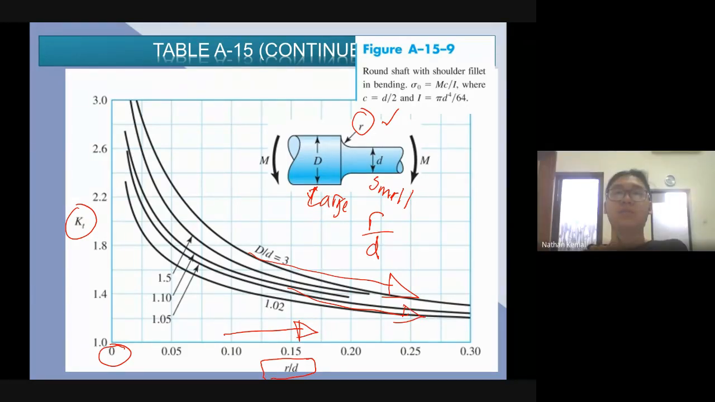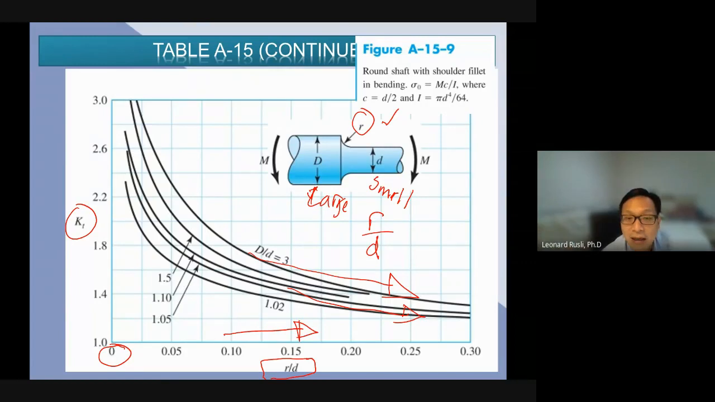Naik atau makin turun? Turun, Pak. Makin turun ya. So, at a certain point, for example here, you see that around R over D equals 0.15, you kind of remove most of the worst effect, right? Your stress concentration factor is already below 1.5 here, right? So kind of a general rule you can say, I mean, you want your R over D ratio to be 0.15 or 0.1.